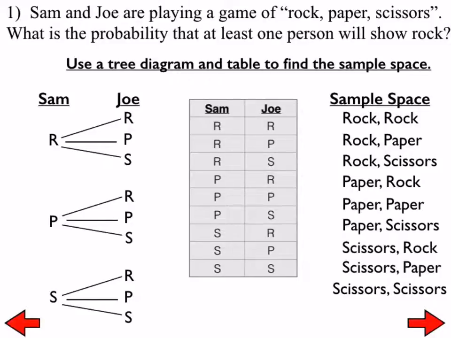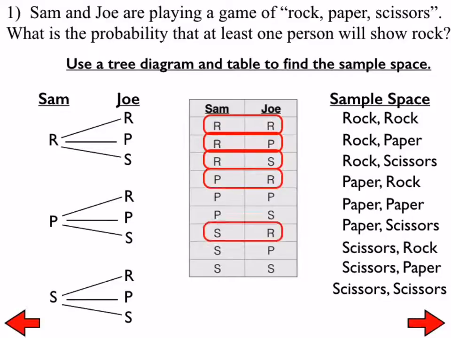And there are how many different outcomes? 9. The question is, out of those 9, how many of them occurred where at least one person will show rock? Those are the key words. Well, there's one, there's another, there's another, there's another, there's another, and that is it. So we have 5 out of the 9 outcomes. So the probability that at least one person will show rock is 5/9.